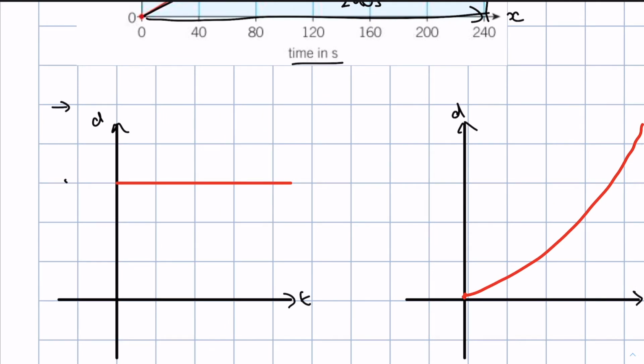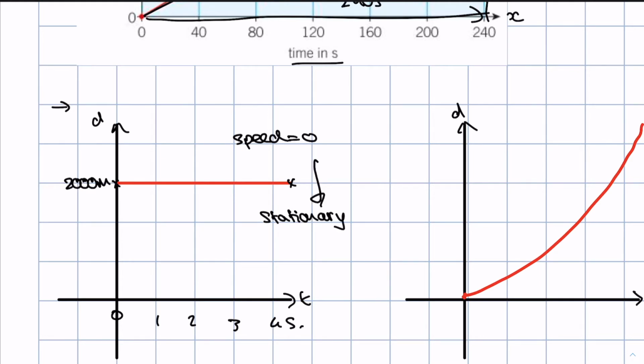It could look something like this. Now for this one, let's say that this is at 2,000 meters, and we've got 0, 1, 2, 3, 4 seconds. What you'll notice is whatever object this is, it's staying at 2,000 meters for 4 seconds. It's not moving anywhere. And because our gradient's 0 as well, we say that speed is 0. Because it's not moving, we can say that this object is stationary. That's a very useful word to use in the exam.